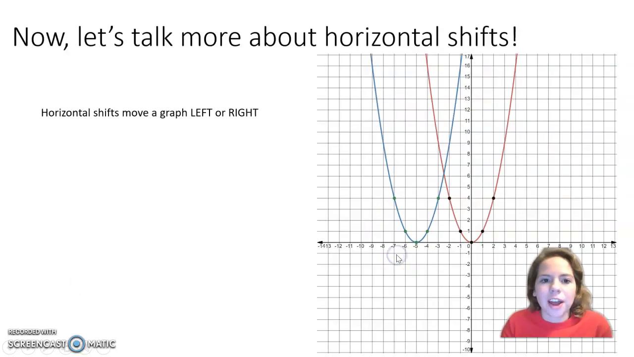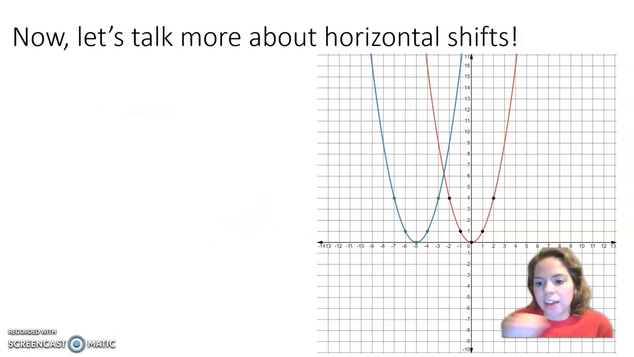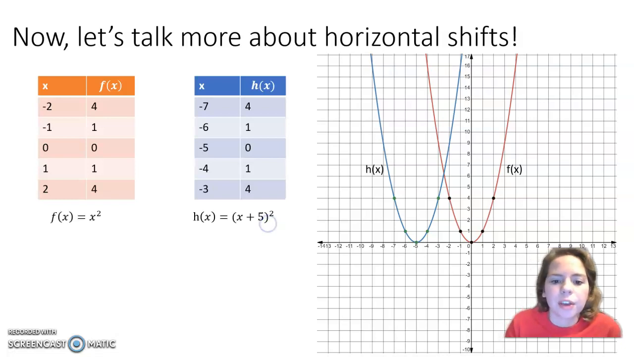Let's take a look now at some horizontal shifts. So of course, horizontal shifts move us left or right. Just think like the horizon, kind of like the sunrise, horizon side to side, horizontal side to side. So on this one, again, I've got my f of x graph of that parabola, f of x equals x squared, like we've been looking at. And now my blue h of x graph, this time it is over here.